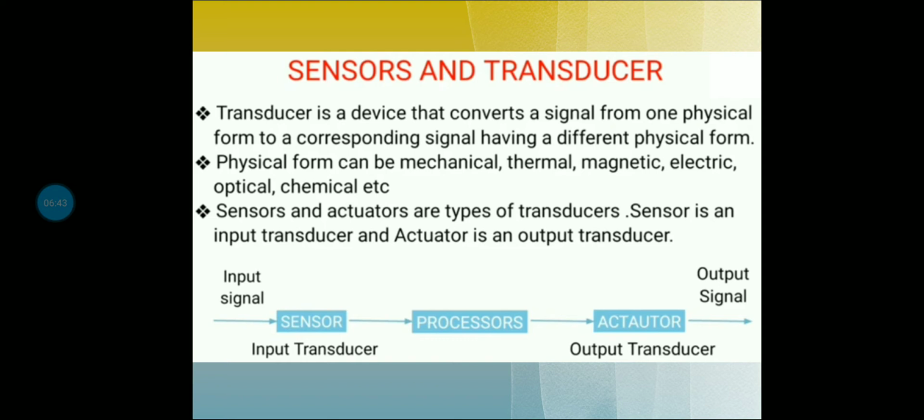Okay, a transducer is a device that converts a signal from one physical form to another physical form. The physical form can be mechanical, thermal, magnetic, electric, optical or chemical, etc. Sensors and actuators are types of transducers. A sensor is an input transducer and an actuator is an output transducer. Okay, sensor on the input side, actuator on the output side. So input transducers work on the sensor side and output transducers work on the output side.